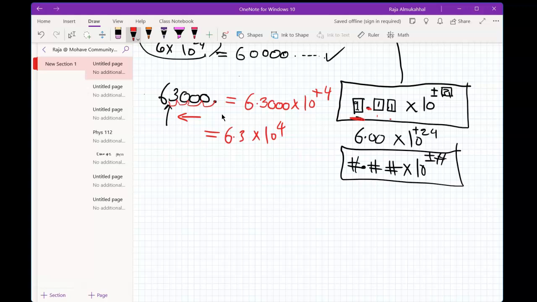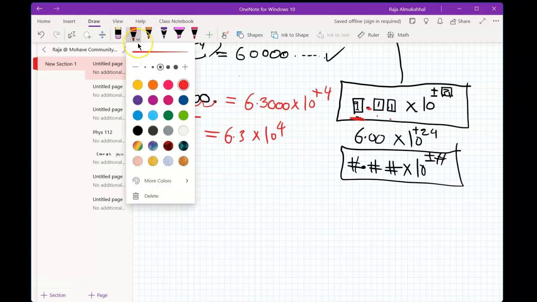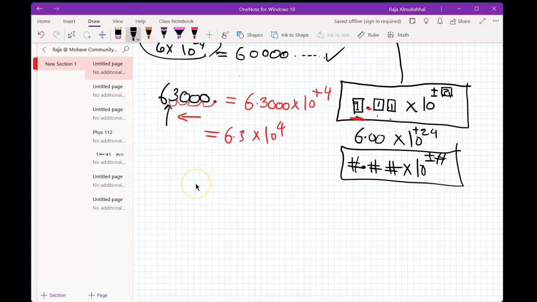Let's say I have the following number, 0.00656, and I want to write it in scientific notation. So the question is, where should I put the decimal point when I write it in scientific notation? I can see the decimal point right here. If you follow this rule, it should be right there.